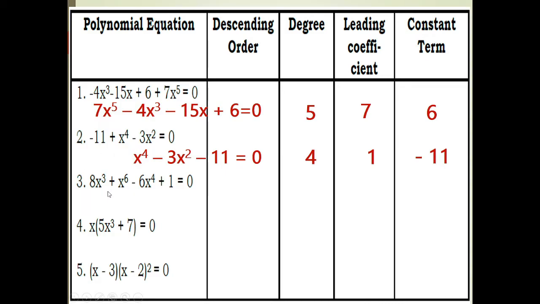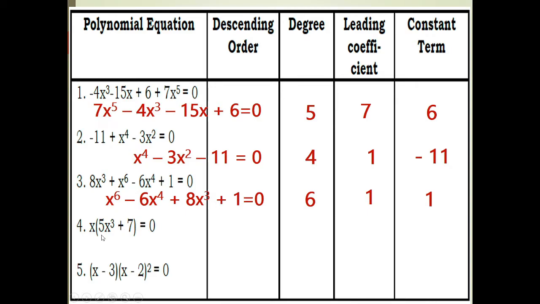Next, number 3. Hindi na naman ayos. So, kita nyo exponent. Tingnan nyo. 3, 6, 4, constant. So, ayusin natin. Ang dapat maging first term ay ito. So, x to the 6th power minus 6x to the 4th plus 8x cubed plus 1 equals 0. So, ang degree ay ito, 6. Ang coefficient ay ito, 1. At ang constant ay 1 pa din.